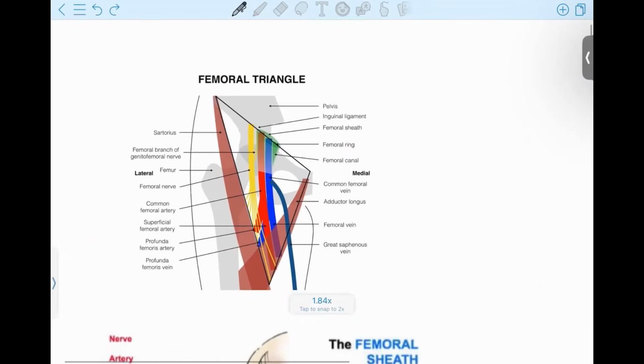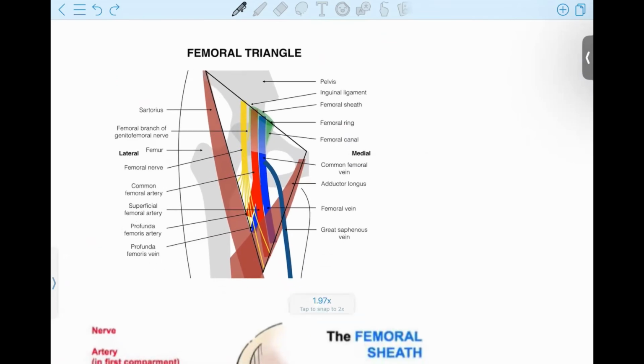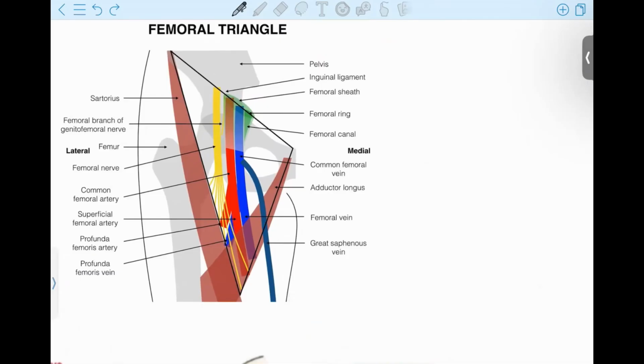First, that is your femoral triangle. In the femoral triangle, the borders are the most important. When you see the borders, the superior border is your inguinal ligament. The medial border is your adductor longus, and the lateral border is the sartorius.